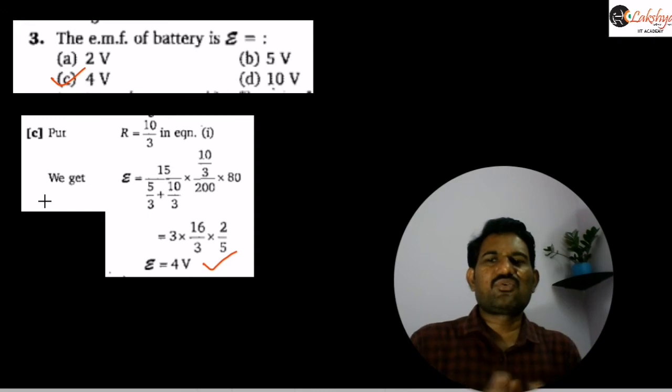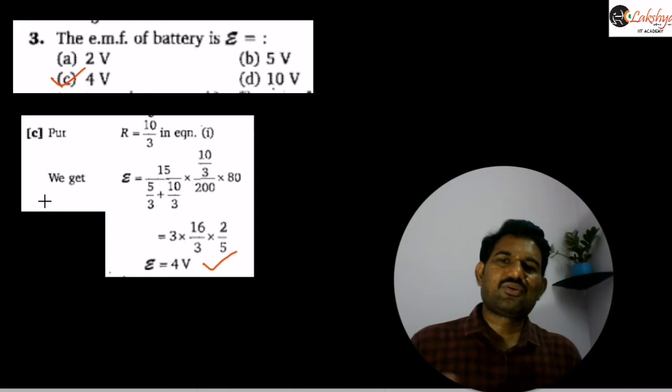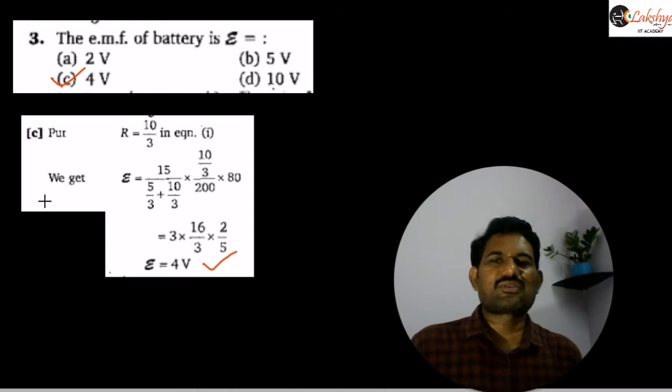Once you know the total derivations regarding the potentiometer, practice them, either calculation of internal resistance or finding the EMF of the cell or comparison of the EMF of the cells. Practice all those derivations on your own, then automatically you can solve these problems easily, right? So practice these problems based on this.